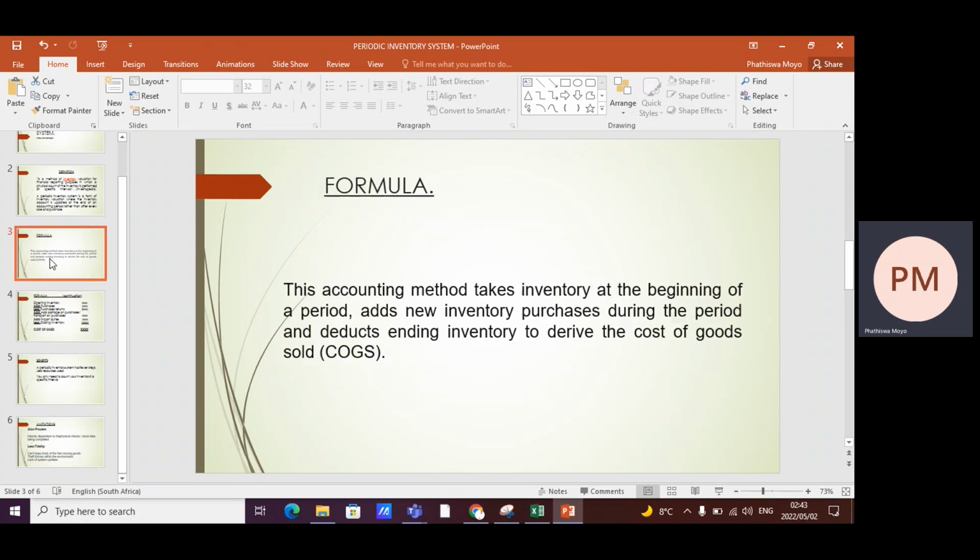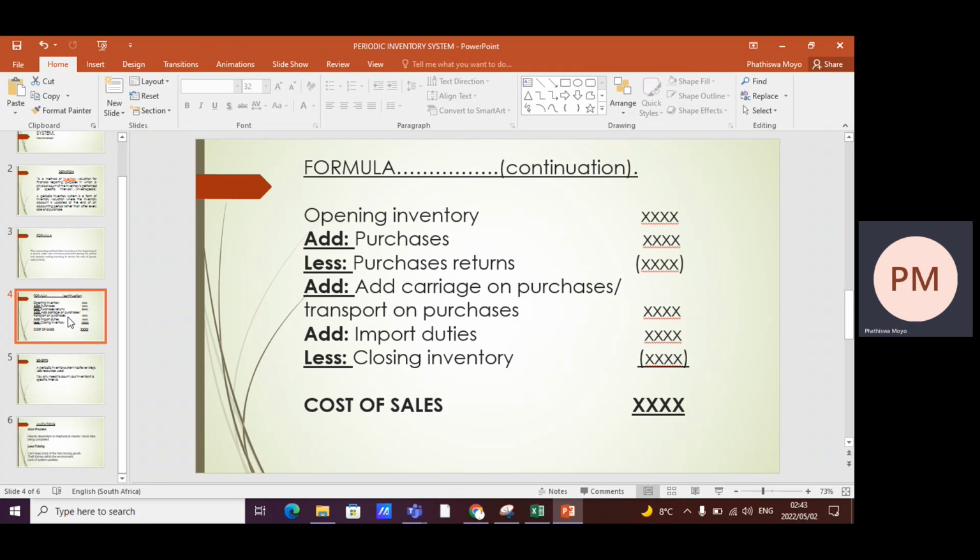Okay, so the formula, again, for how you calculate cost of sales: you put your opening stock, not in brackets, so you add your opening stock, you add your purchases during the period, you add your import duties, you add your carriage on purchases or your transport on purchases, you subtract the closing inventory.